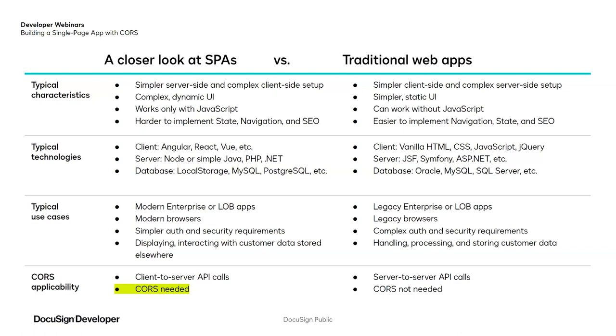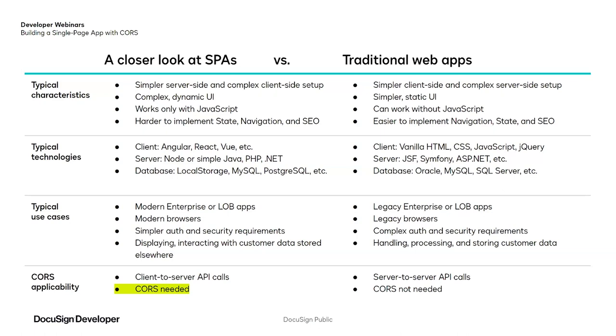In terms of technologies, on the client side for SPAs, you'll see Angular, React, and Vue, more complex client-side frameworks. On the server, you'll typically see simpler implementations, often with Node or simple Java, PHP, or .NET setups. For databases, this is where there is similarity between the two types of web apps. You'll see local storage, so client-only storage, for single-page apps, typically also MySQL and PostgreSQL.